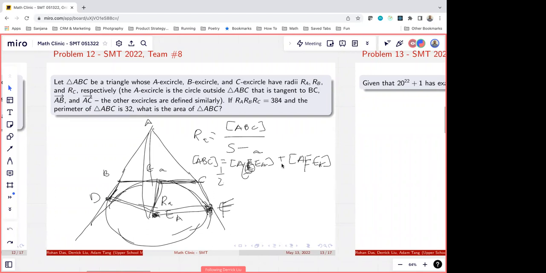And then this BDEAE and area of CDEAF. And this is equal to 1/2 times RA times AB plus BE and a bunch of other lengths. And this can be verified later. I just won't go over it here.